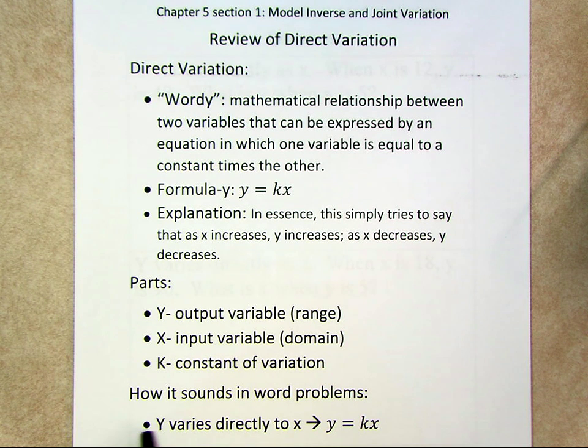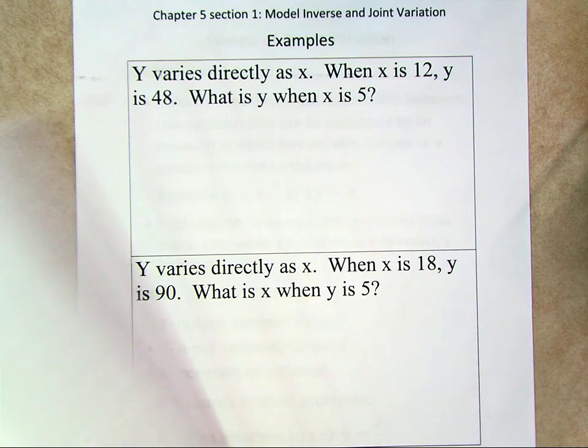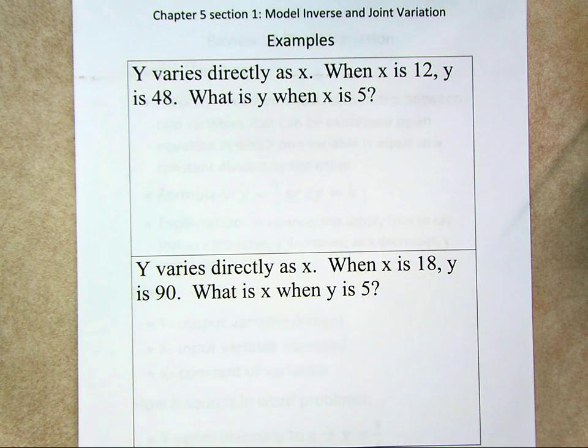Now, how you'd see this in word problems. Y varies directly to x implies y equals kx. Essentially, that's the breakdown of direct variation. Let's put it to the test and see how it works. Oh, look at that. Behold, we have two problems.